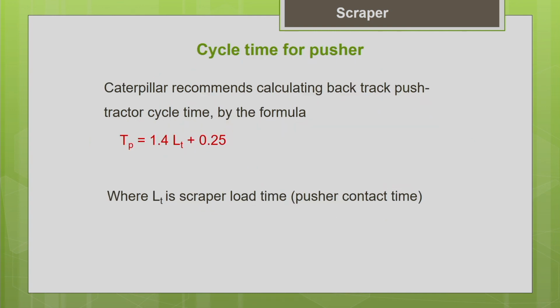There is a thumb rule or a formula given by Caterpillar to determine the cycle time of the pusher. If you know the loading time of the scraper, you can determine the cycle time of the pusher. TP is the pusher cycle time and LT is the scraper load time, the contact time of the pusher with your scraper during the loading phase of the scraper. So if you know the loading time, you can calculate the pusher time using this formula, 1.4 LT plus 0.25.